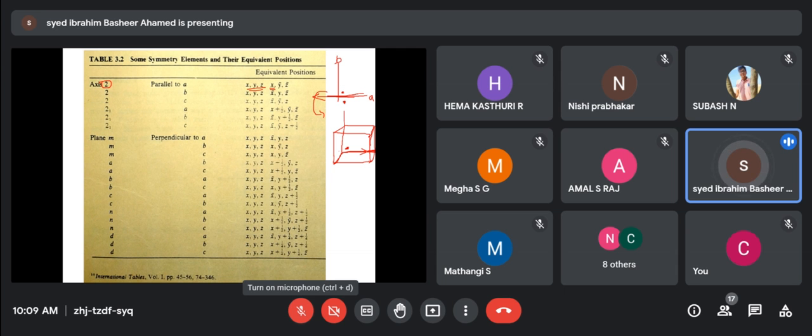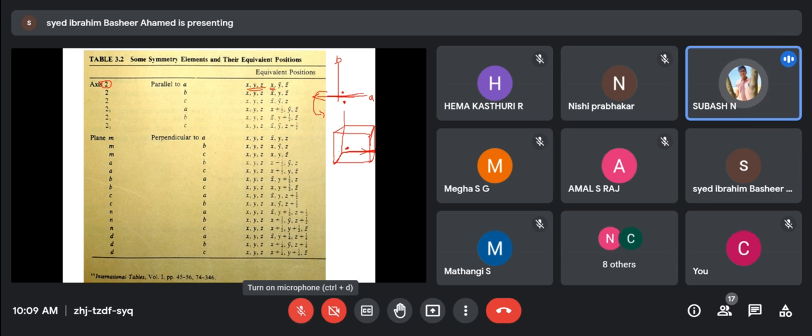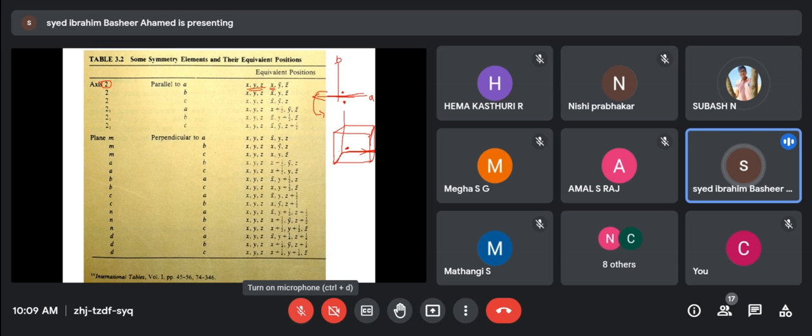If I rotate along this axis, what will happen, Mr.? Subhas, Prabhakar, nobody? Yes, sir. What, yes, sir? It will change the place or not? Yes, sir. It will come down if we rotate. Yeah, then the coordinate will be changing or what?